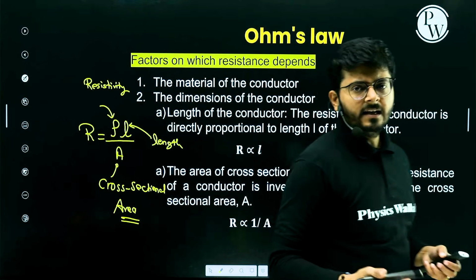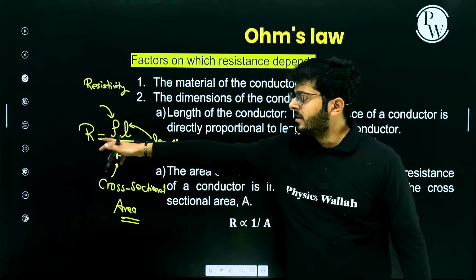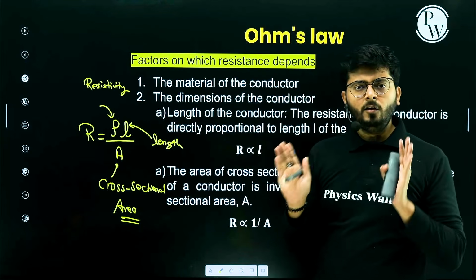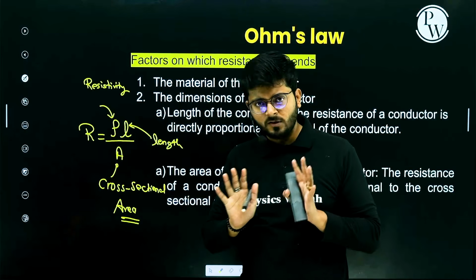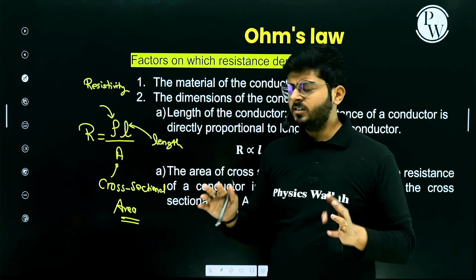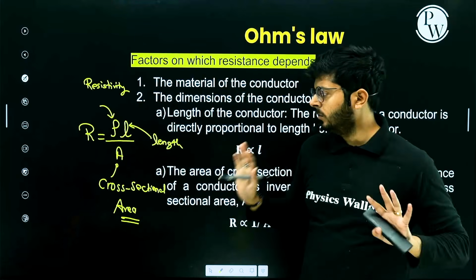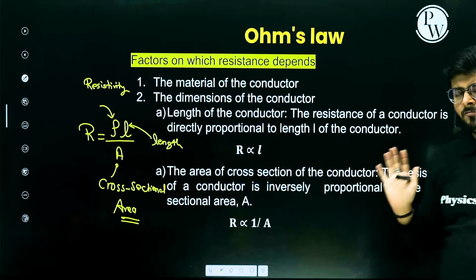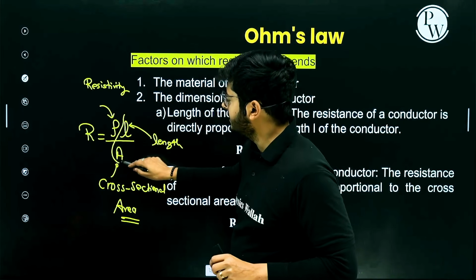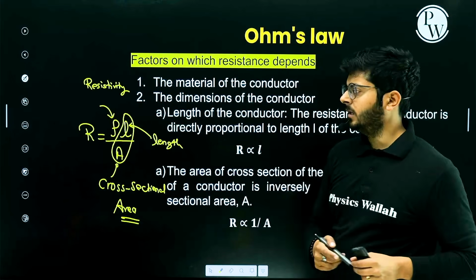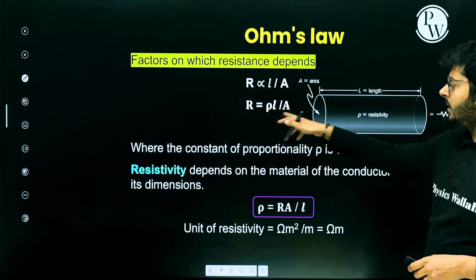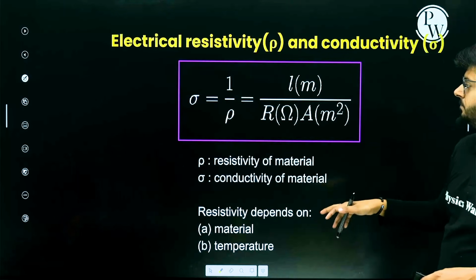Here you can see that increasing the length will increase the resistance, and making the wire thicker will reduce the resistance. Here we will not change the material of the conductor, so rho will remain the same, and we will not change the temperature and other things of the conductor. Right now we are only affecting the geometry, that is the length or cross sectional area of the conductor, right? So let's move ahead.